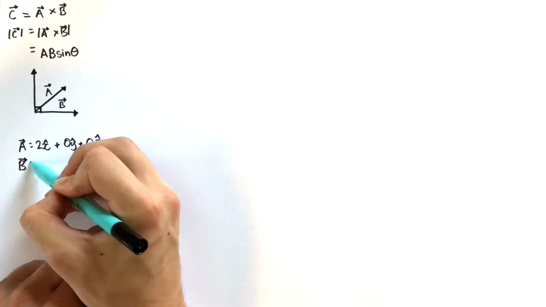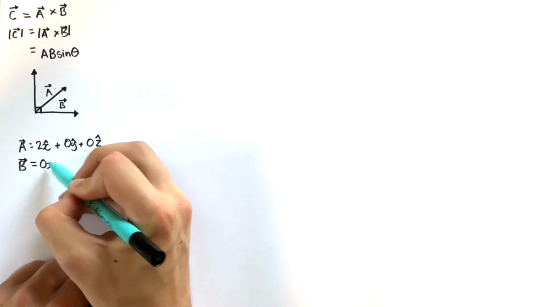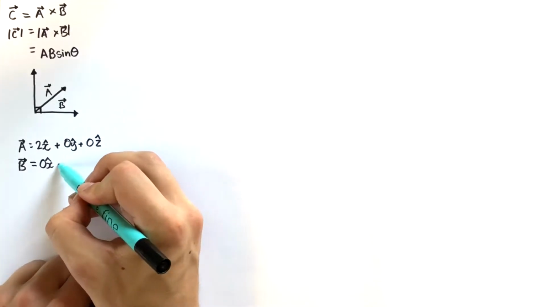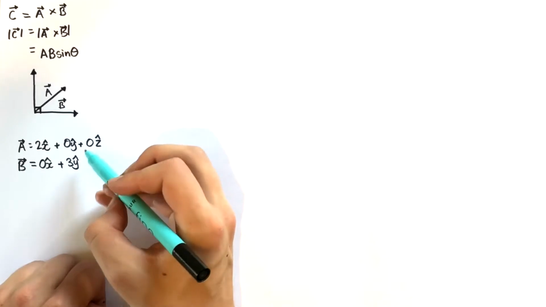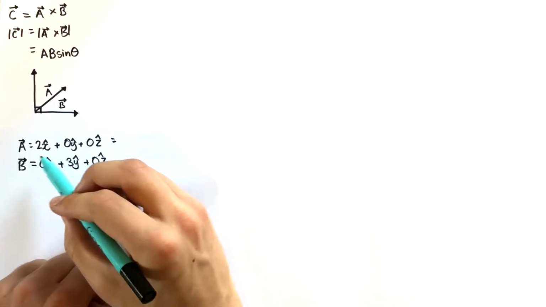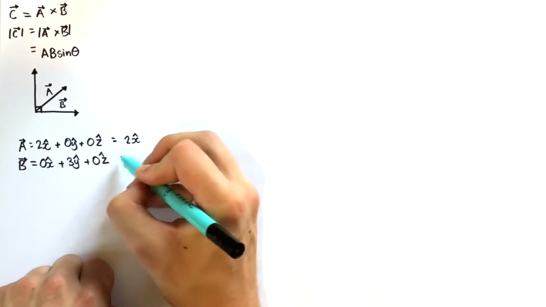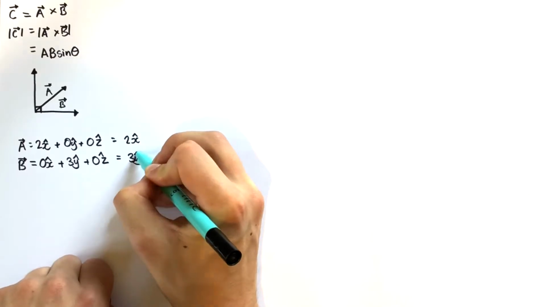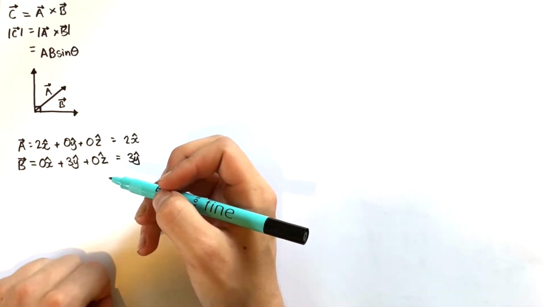And B, we're going to call B 0x hat. It's not going to have anything pointing in the x hat, but it's going to have 3 y hat right there. And it's not going to have a z hat component. So, I've written out some unnecessary stuff. A is just 2x hat and B is just 3 y hat. Let's try and cross these two vectors here. How do we do it?